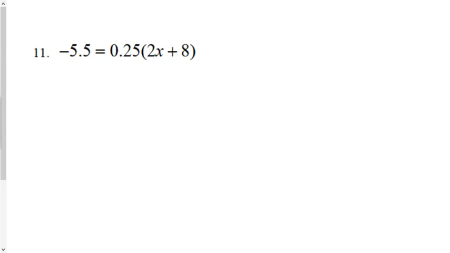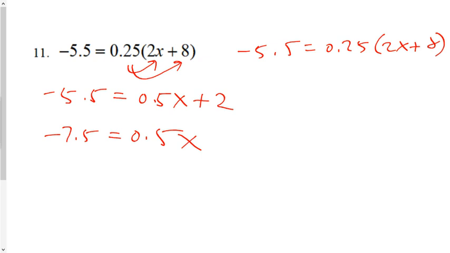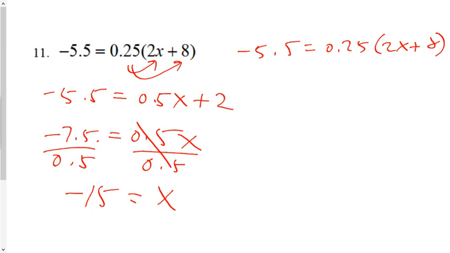11 is our distributive property question. Two ways to solve it. I'll write both here. You could expand, which a lot of you do. Negative 5.5 equals half x plus 2, if you multiply that with distributive property. Subtract 2 from both sides. You get this. Divide both sides by the coefficient. Don't grab your calculator. Think it out. You have $7.50 divided into pounds of 50 cents. You can make exactly negative 15 pounds. That's if you expand it with distributive property.